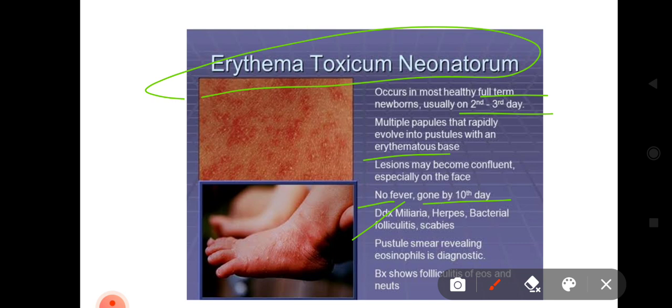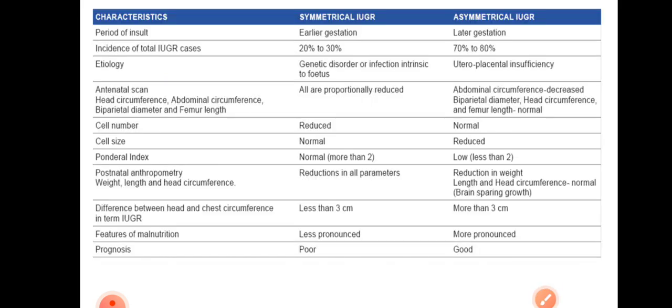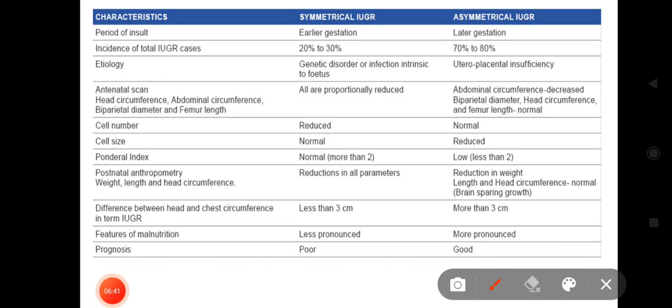Pustule smear revealing eosinophils is diagnostic. So this can be asked, that pustule smear reveals eosinophils. So eosinophils are seen in a smear made from pustules. What you will see: eosinophils. And biopsy shows folliculitis with eosinophils and neutrophils. So you all know all these things, but the MCQ question which can be asked is: pustule smear revealing eosinophils is diagnostic of erythema toxicum neonatorum. Now IUGR babies, symmetrical and asymmetrical IUGR.